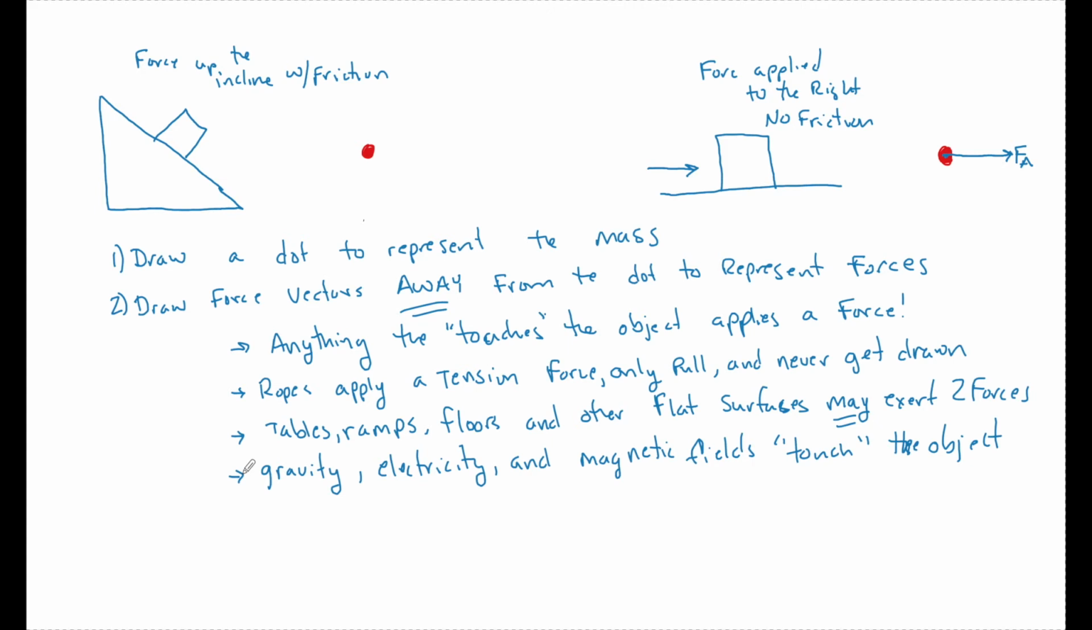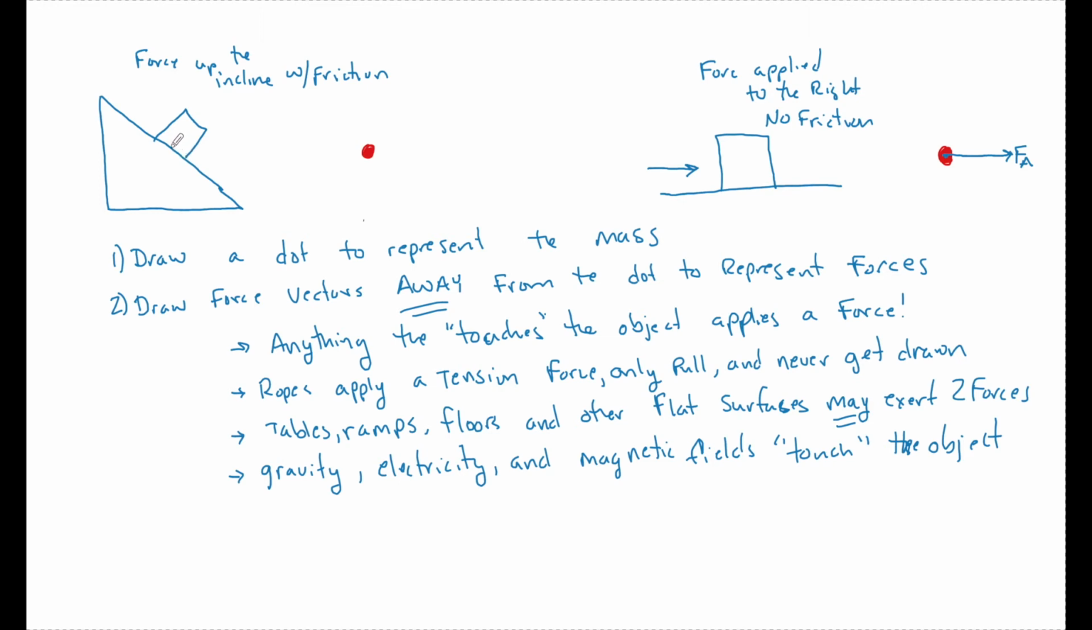Tables, ramps, floors, any flat surfaces may exert two forces. Not always, they may, and I'll explain the two times that they do and the other times that they don't. And then we have to think about things that have fields, like gravitational fields, electric fields, and magnetic fields. They're invisible, but they do touch the object, therefore they are going to apply a force. So if we go through each one of these, anything that touches the object applies a force.